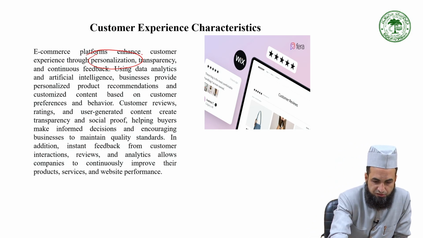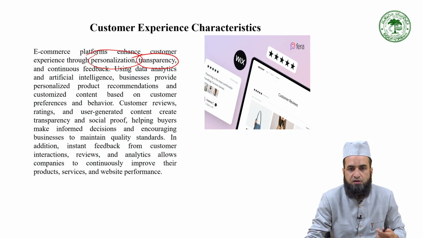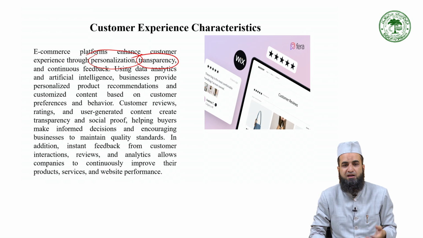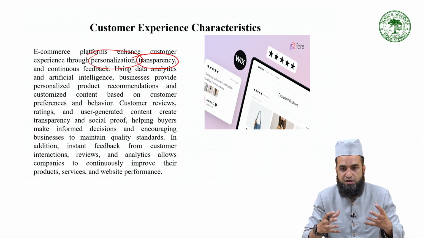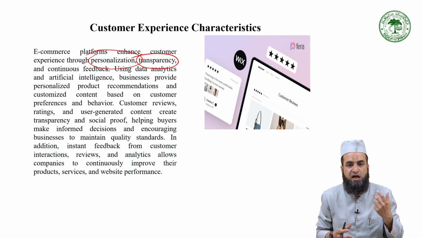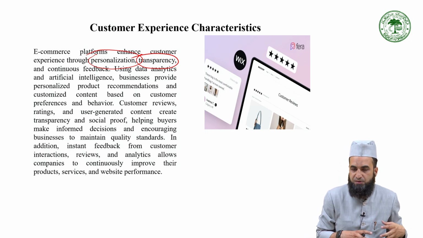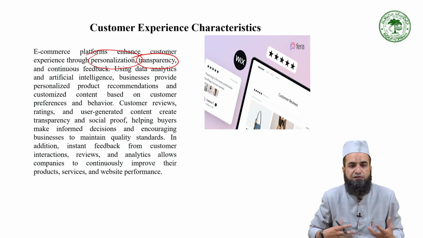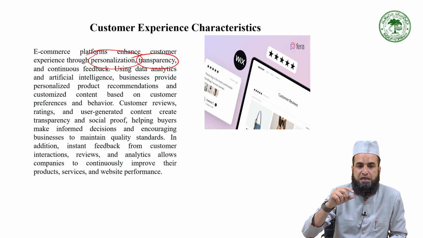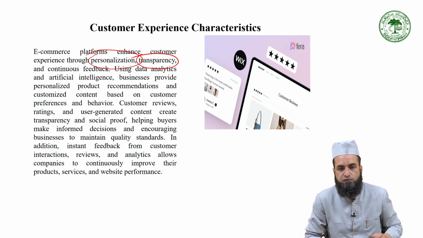Right. Next, let's talk about transparency and social proof. Customer reviews, ratings, and UGC, basically user generated content, provide social proof that influences purchasing decisions. This transparency differentiates e-commerce from traditional retail, where such information is unavailable. Businesses must maintain quality standards, knowing that customer experiences are publicly shared and can significantly impact reputation. The transparency characteristic creates accountability and fosters trust through demonstrated social proof.